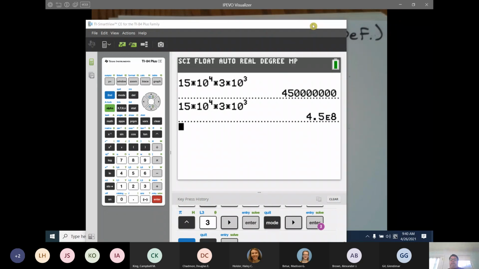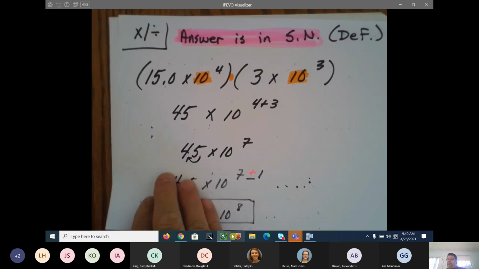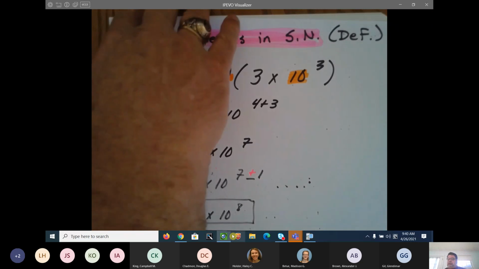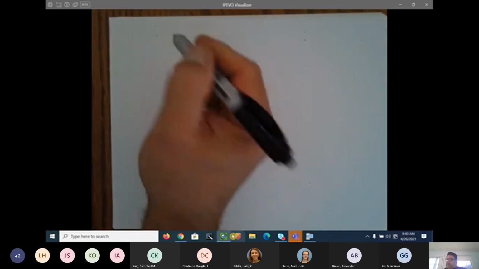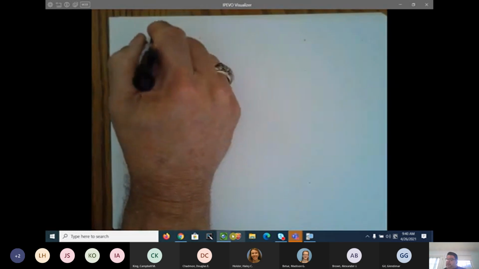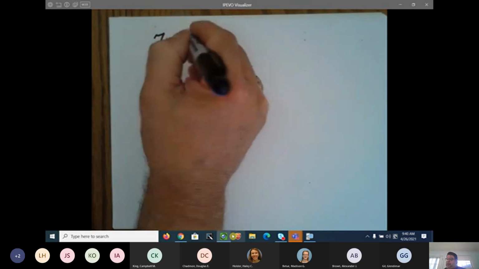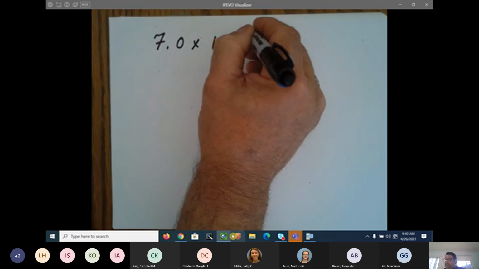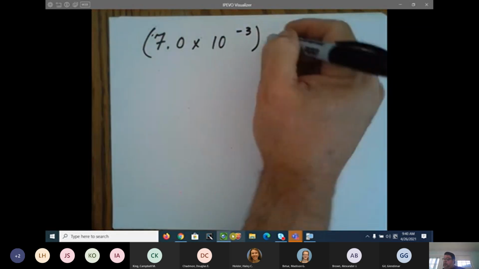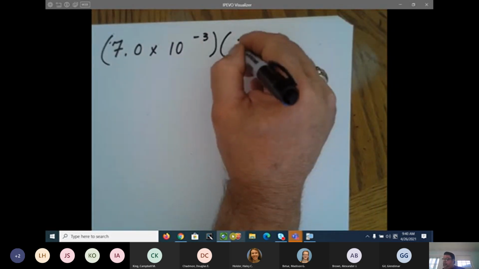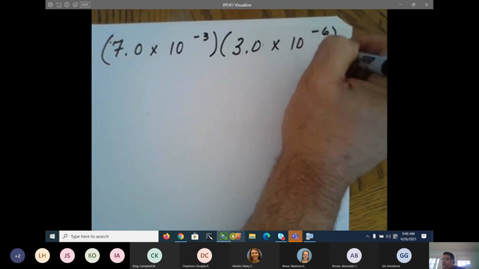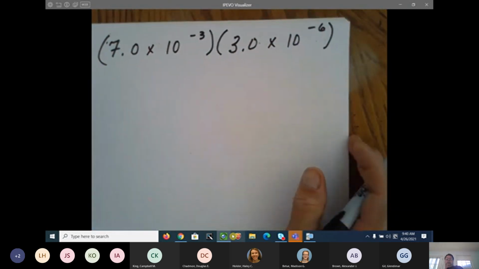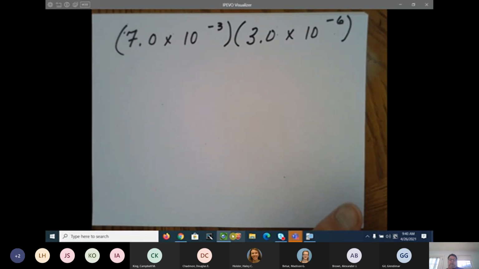Let's do another. I usually do 2 of each because this is where students really screw up scientific notation. So let's do 7.0 times 10 to the negative third times 3.0 times 10 to the negative sixth. All right, I'm going to let y'all do that one right quick. I'm going to type it in a calculator.